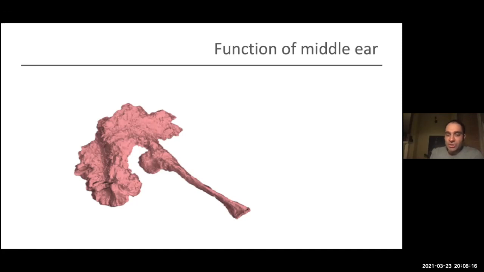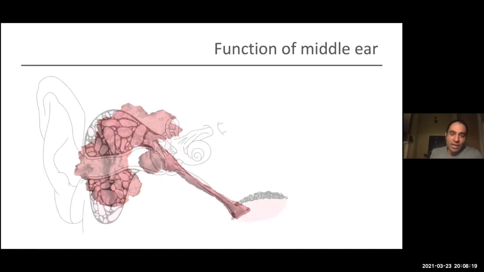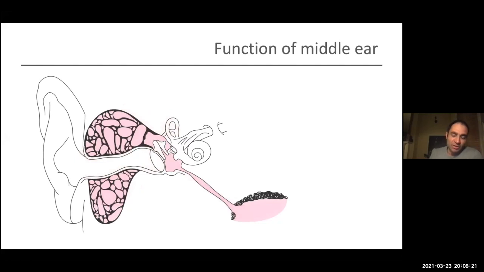And if we look at the function of that, we actually understand a lot more than perhaps the books would tell you, which are rather historic. This air-filled system actually has segregated function.